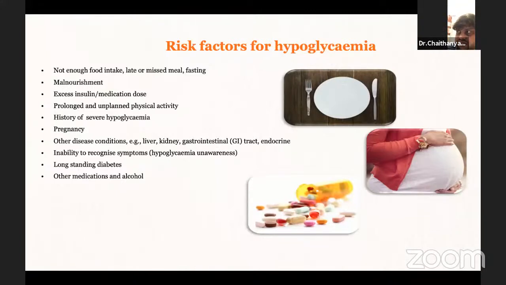To prevent hypoglycemia in them, you should make sure the targets are relaxed in them. And alcohol is one more substance which will cause hypoglycemia. So if you come across any alcoholic uncle, you should tell the uncle, please have something when you take alcohol, because you can develop hypoglycemia. Can we have the next slide?